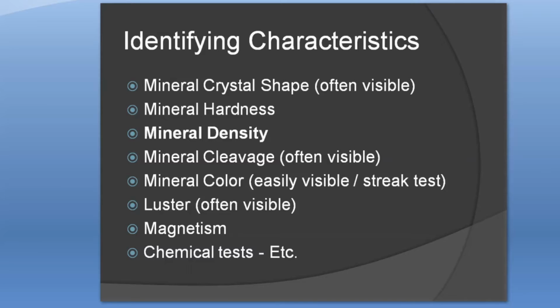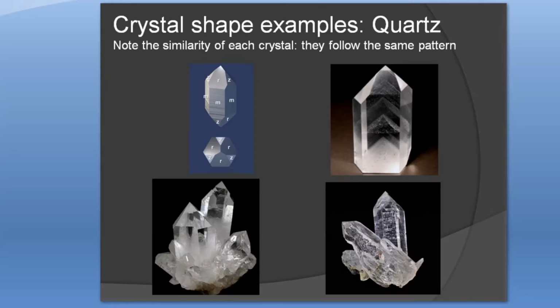And luster, whether it has a metallic luster or glassy luster, pearly, adamantine, magnetism, and then chemical tests, of course. There are some you can do in the field, but the most thorough chemical tests are done in a laboratory by a chemical company that has all the equipment. And unfortunately, the full thorough chemical test can be pretty expensive. So let's do a quick review of this.